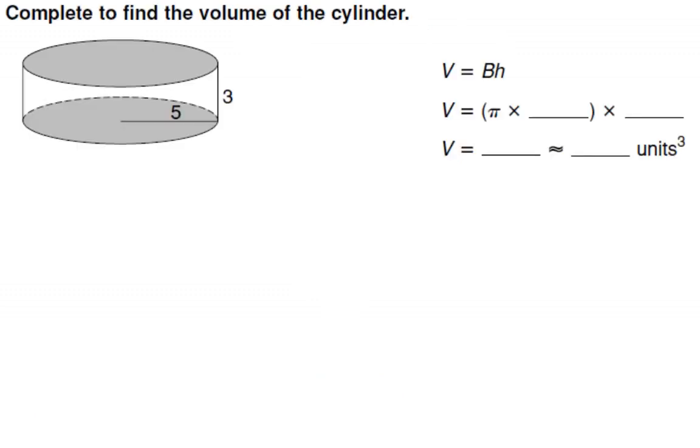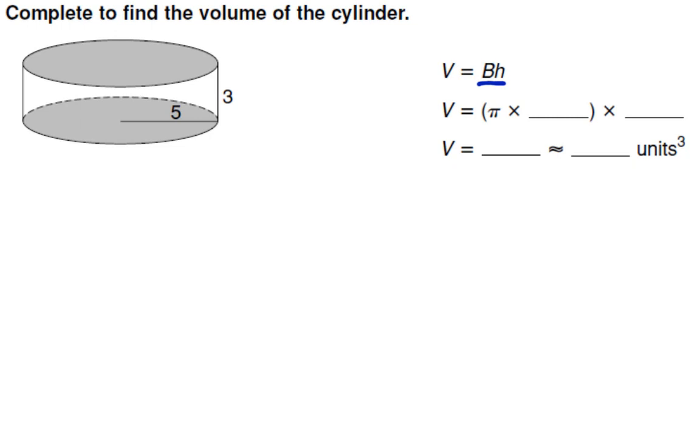Sometimes you'll see that formula written as capital B times h. This is a commonly used one because the B stands for the area of the base, which is still just the same pi r squared since it's a circle.